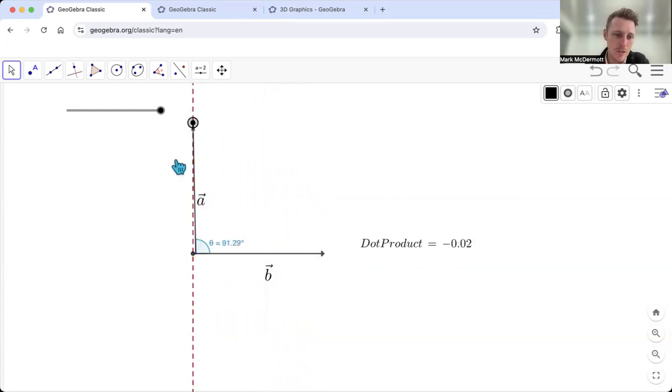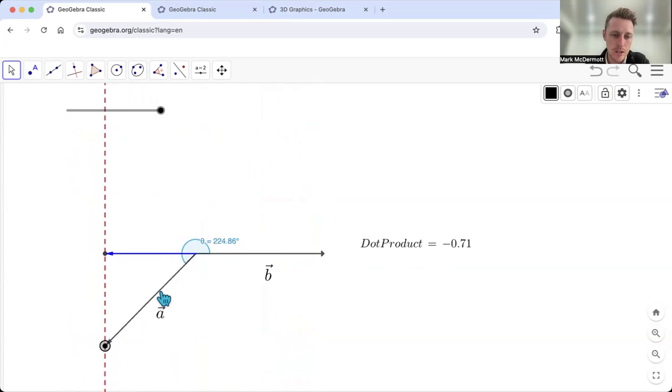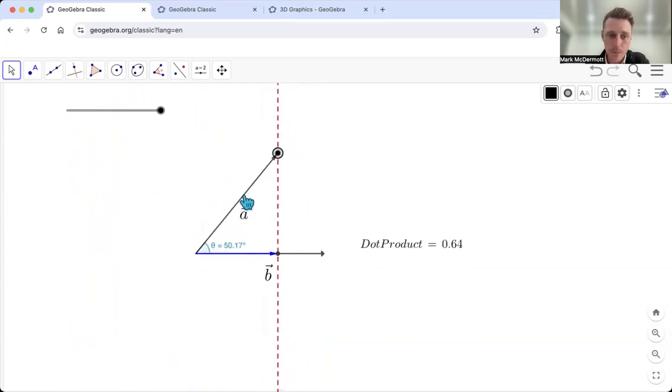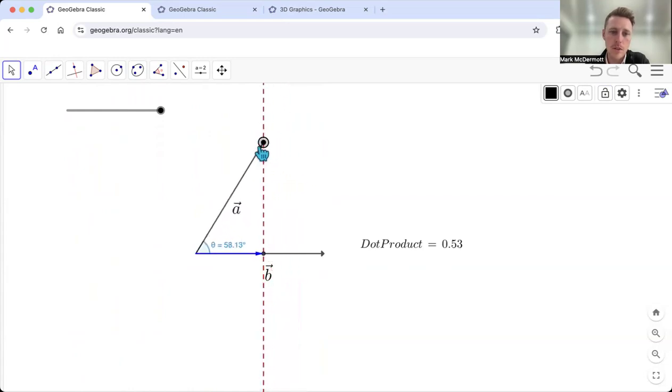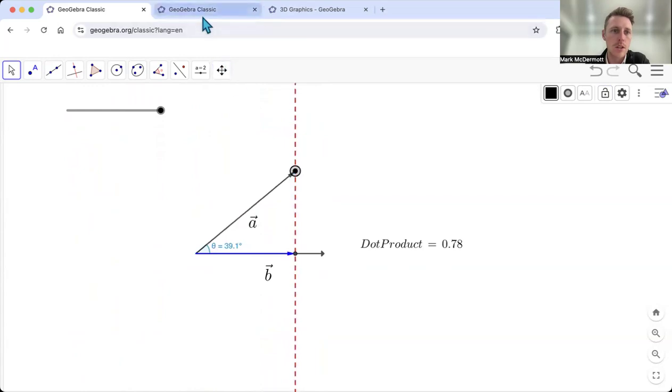Now, again, don't be confused in thinking that it's just that simple. Remember, we've got to take into account the size of these vectors as well, but that can give you an indication of what we're trying to do when we go ahead and try to prove this dot product.